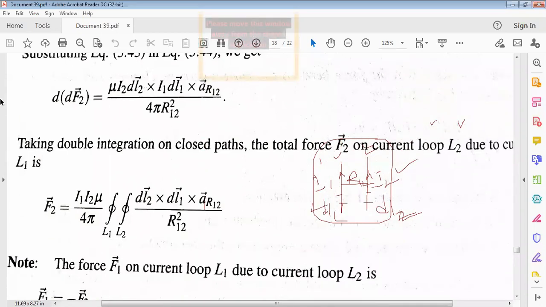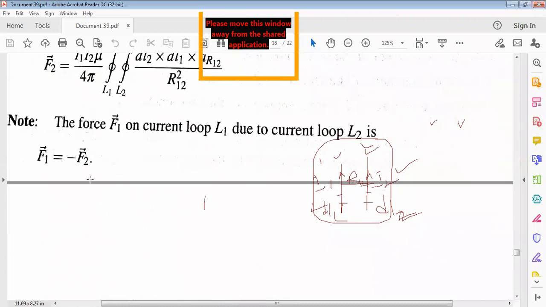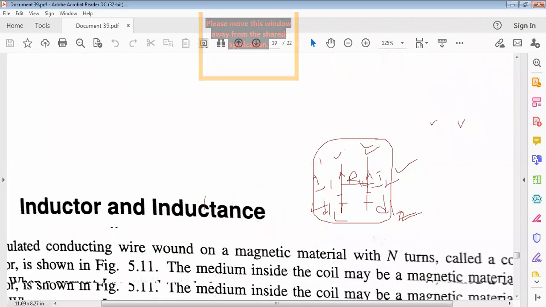Integrating on both sides, what do we get for F2? A double integration, a closed integral over L1 and L2. I1, I2, and μ by 4π are constants, so we get dL2 cross dL1 cross aR12 by R12². The force F1 on the current loop L1 due to loop L2 is always opposite, F1 equals minus F2.